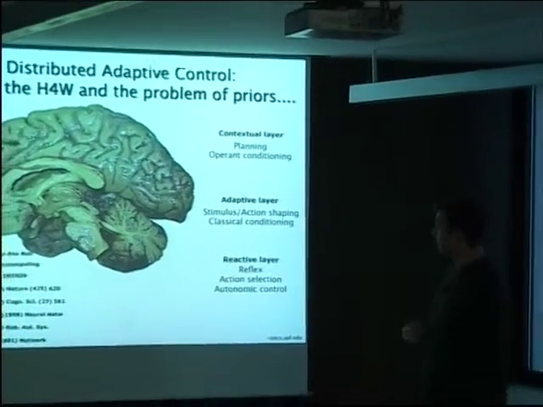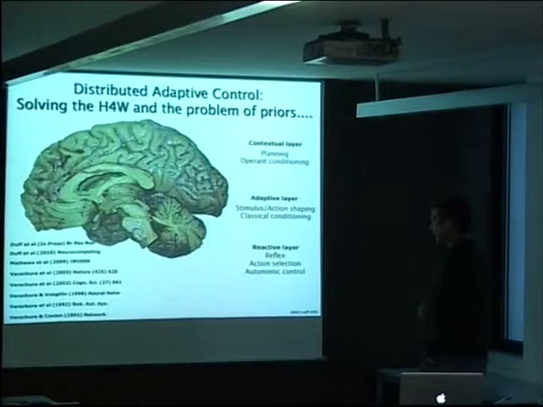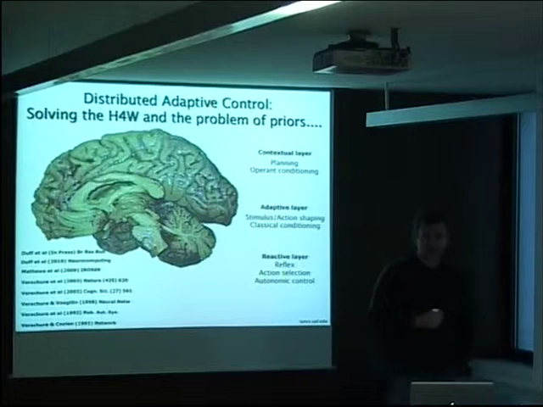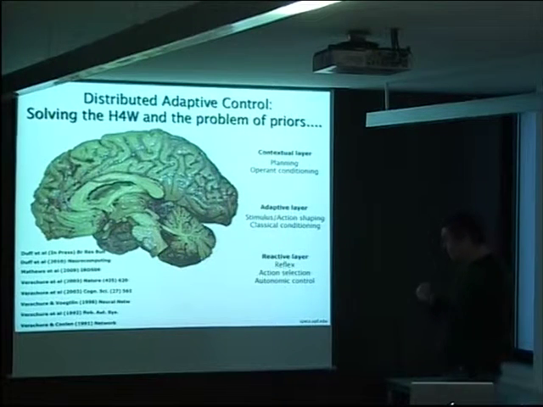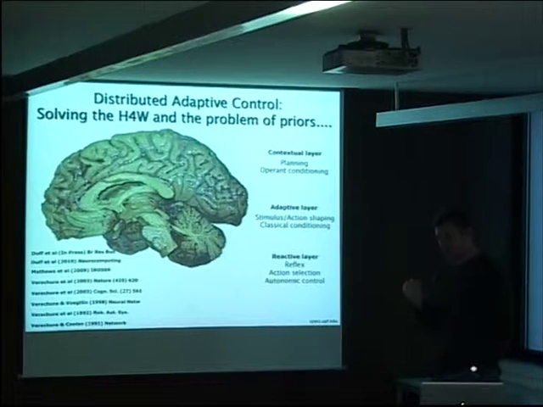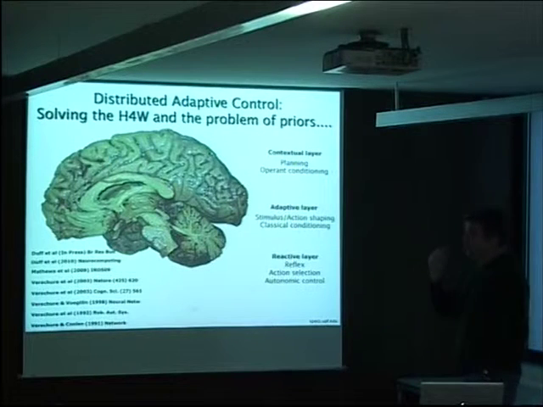DAC is solving what we call the H4W problem and the problem of priors. What this essentially means is you want to know how to act, but your actions have to be satisfying 4 W's. So you have to know where to act, why, for what motivational reasons to act, on what object you are actually reacting to, and what are the particular affordances of these objects, and when. You have to know the timing of your reactions with respect to the dynamics of the objects that you deal with.